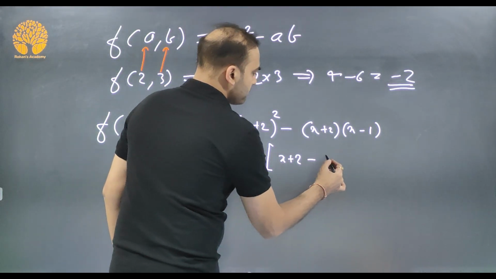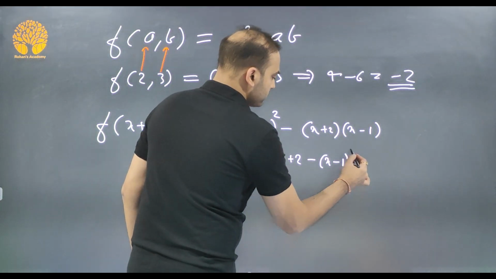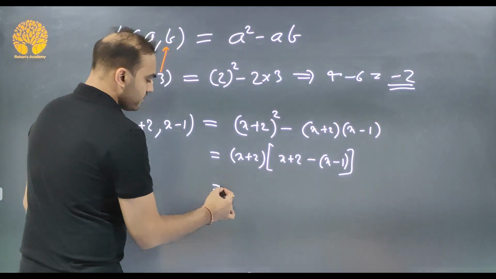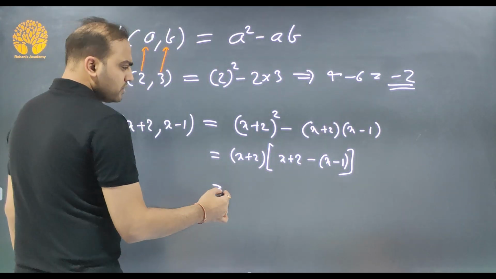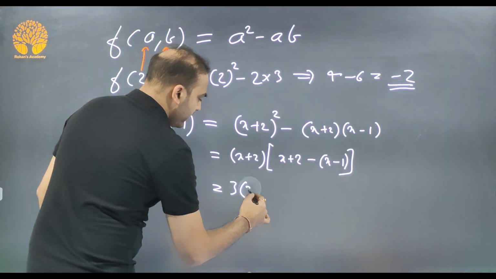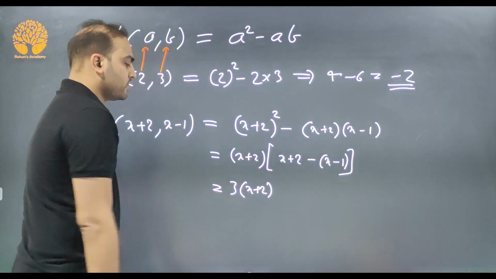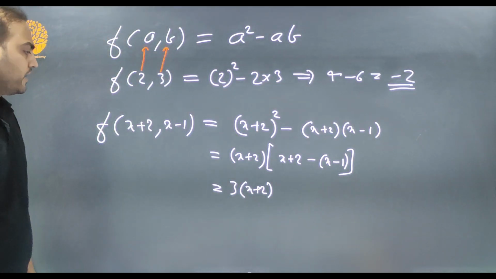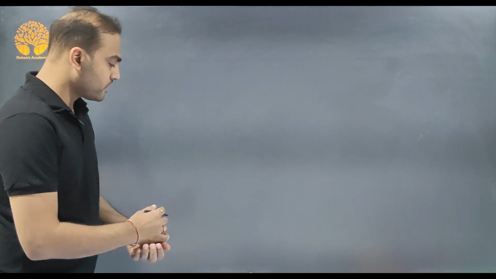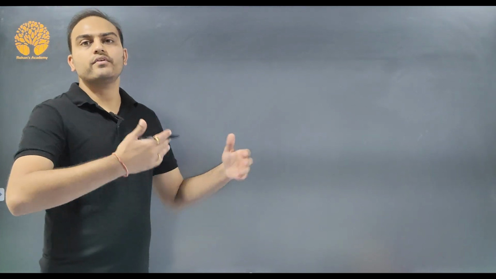x plus 2 minus x minus 1, right? That simply becomes 3 times x plus 2. So the way we did 2 variable, it can be 3 variable function. It's all the same. Single variable, 2 variable, they are all the same. All you have to do is plug in the values to solve and get the answers.